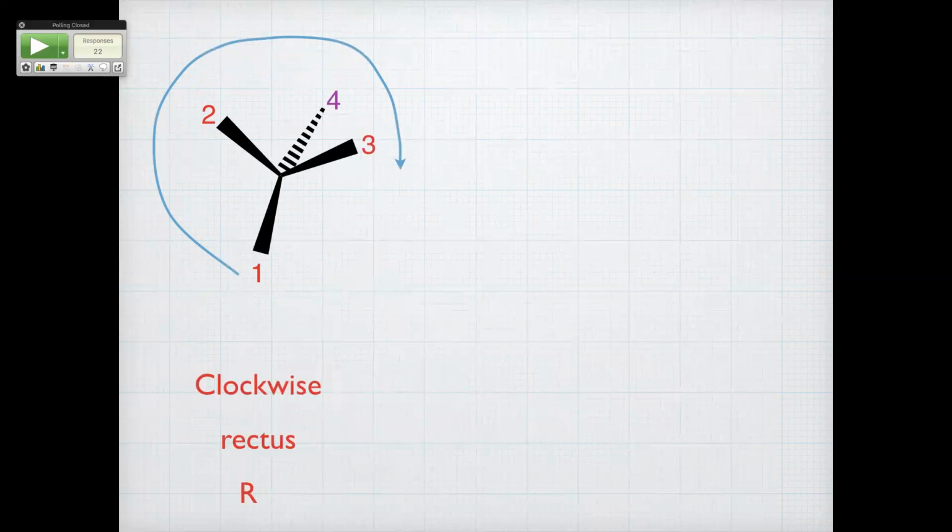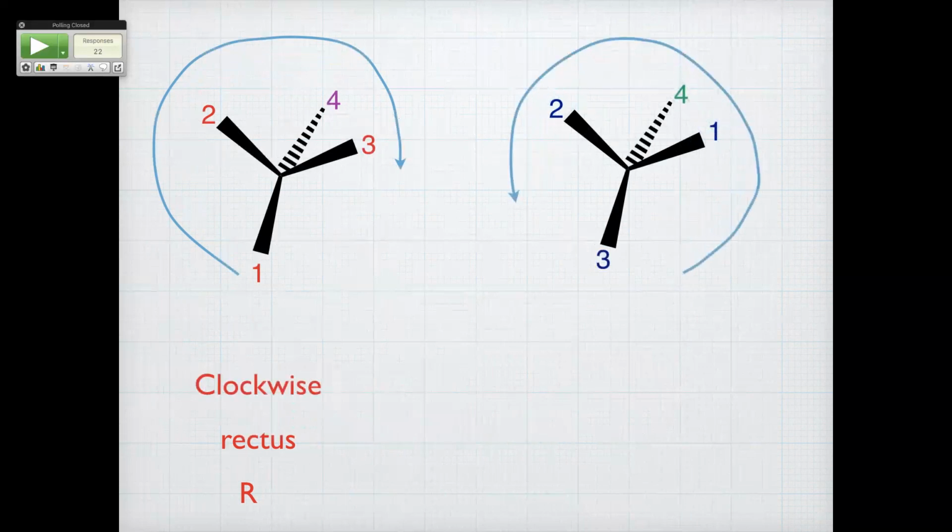Okay, here are the 3 groups going counterclockwise. So it's going this way, that way. I couldn't make the arrow do that. That's counterclockwise, that's sinister, that's S. Okay, now how do we know what's 1, 2, 3, 4?